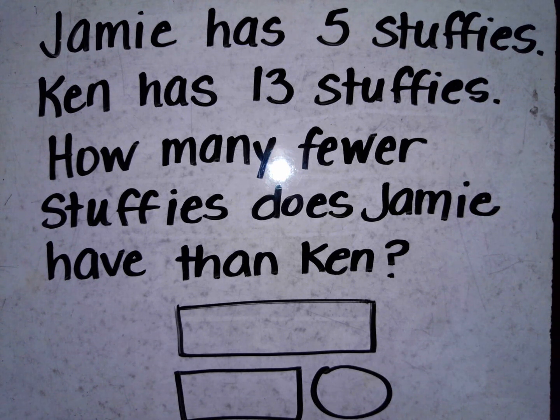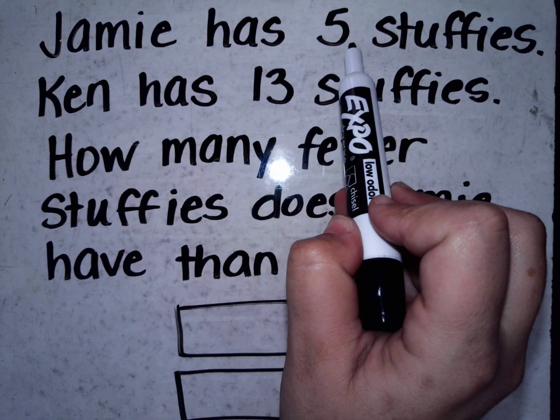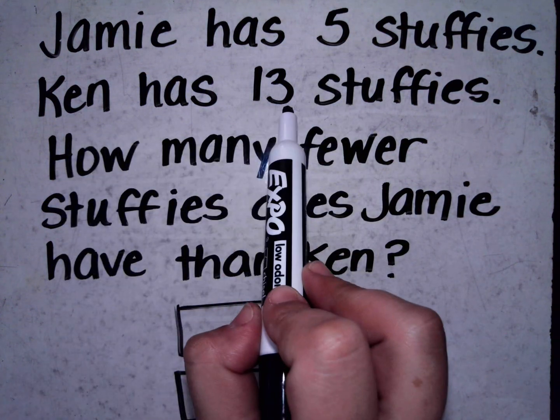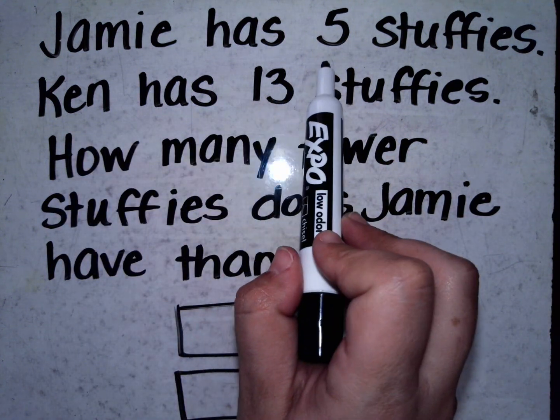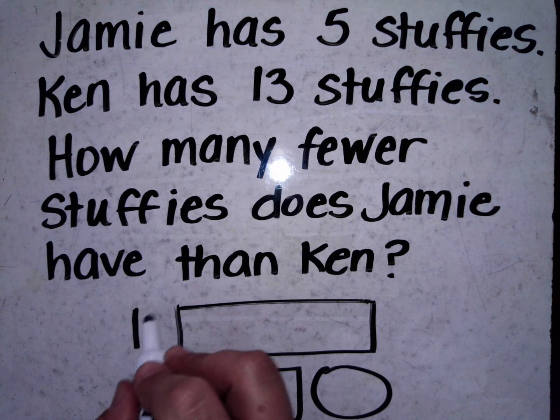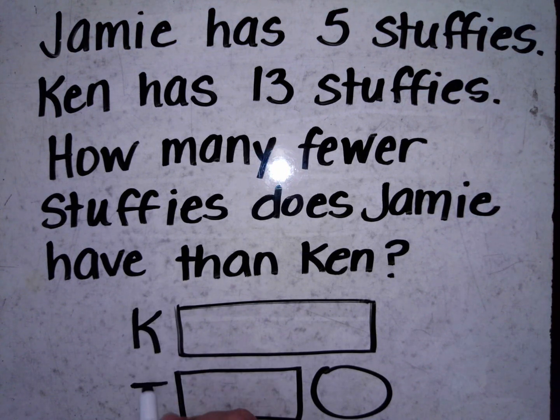So now I need to decide who has more, Ken or Jamie. So I know that Jamie has 5. I know that Ken has 13. I know that 13 is greater than 5. So that means that Ken goes on top because he has more and Jamie goes on the bottom right there.